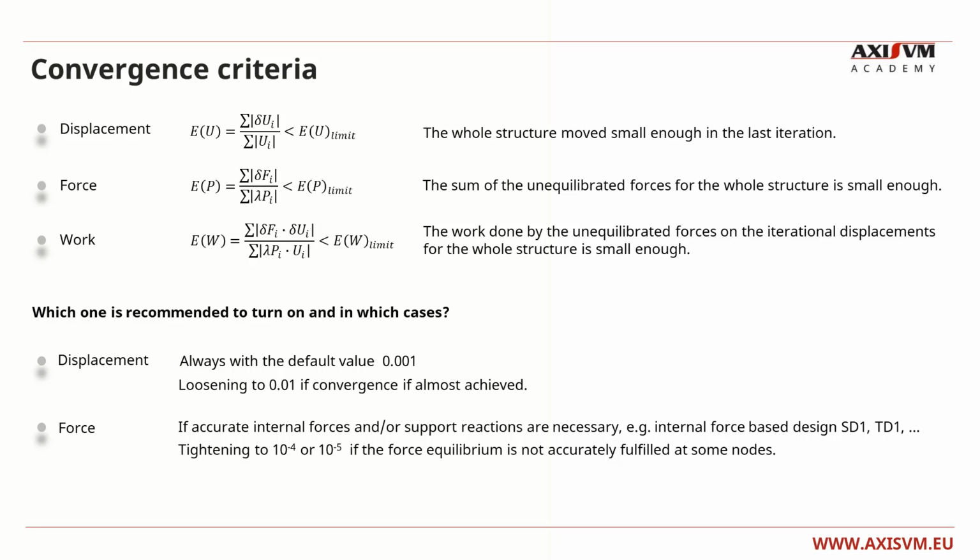If accurate internal forces or support reactions are necessary, force criterion is also recommended to turn on with its default value of 10 to the power of minus 3. This is the case if member design based on internal forces will be performed. If the nodal force equilibrium is violated, tightening the limit to 10 to the power of minus 4 or to 10 to the power of minus 5 is recommended. These settings will be applied in the first case study.